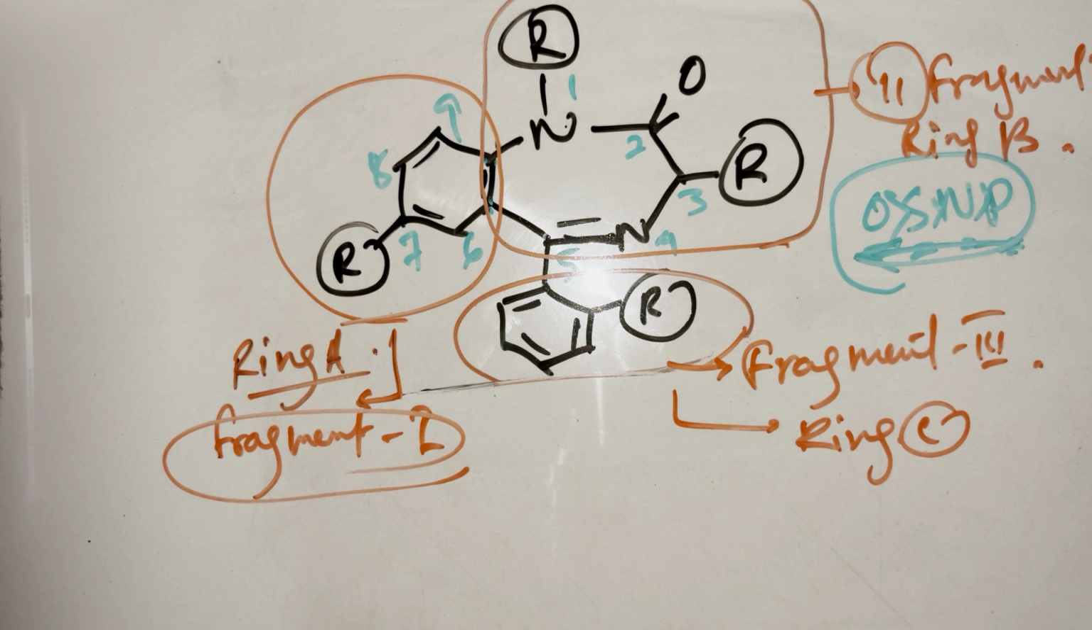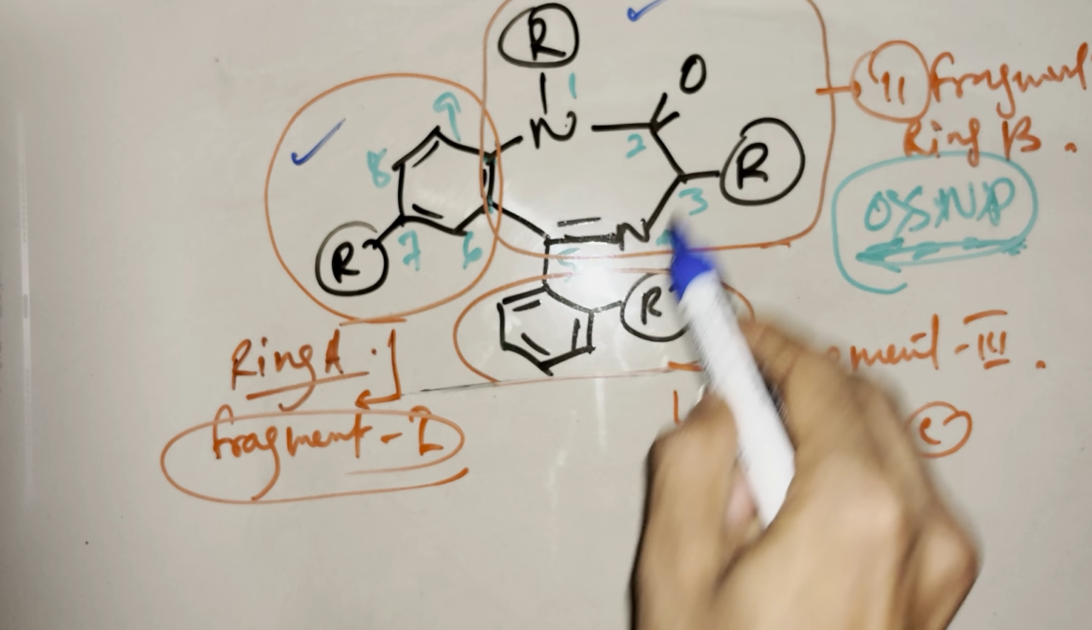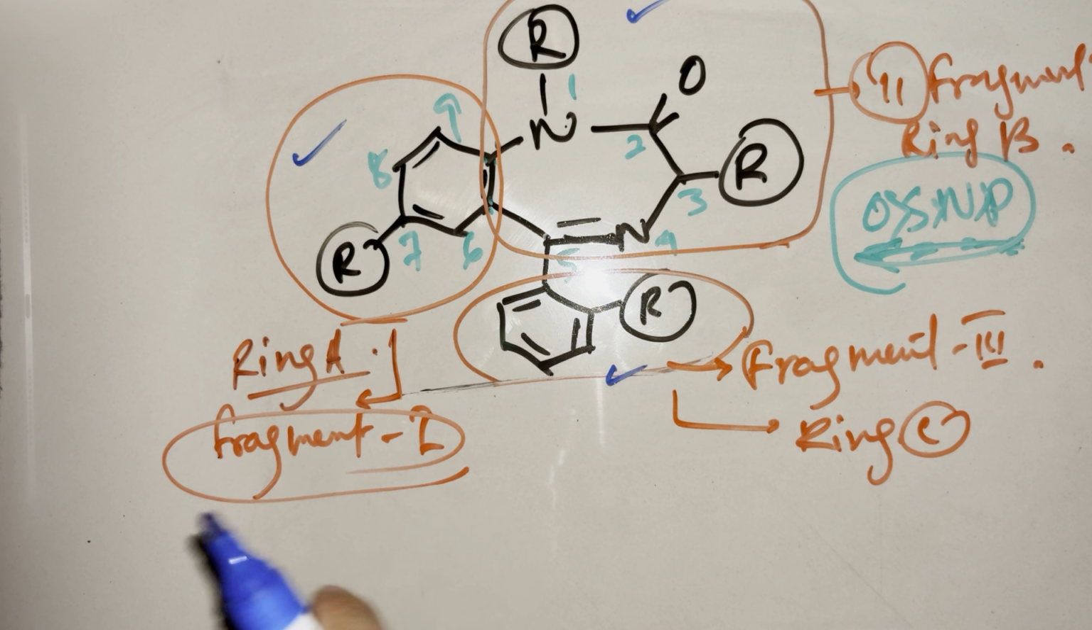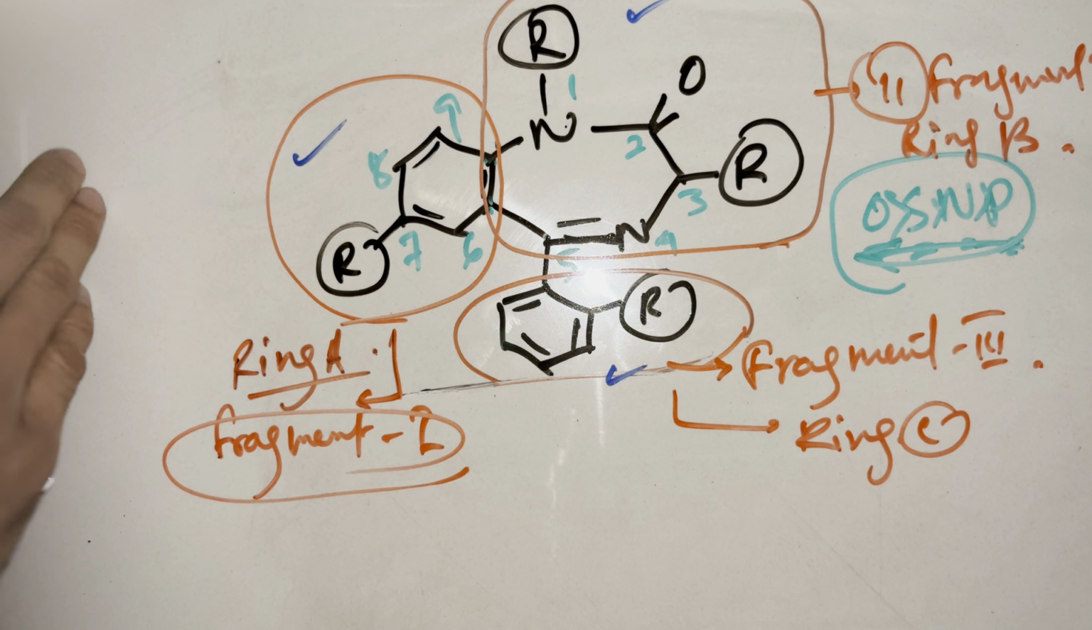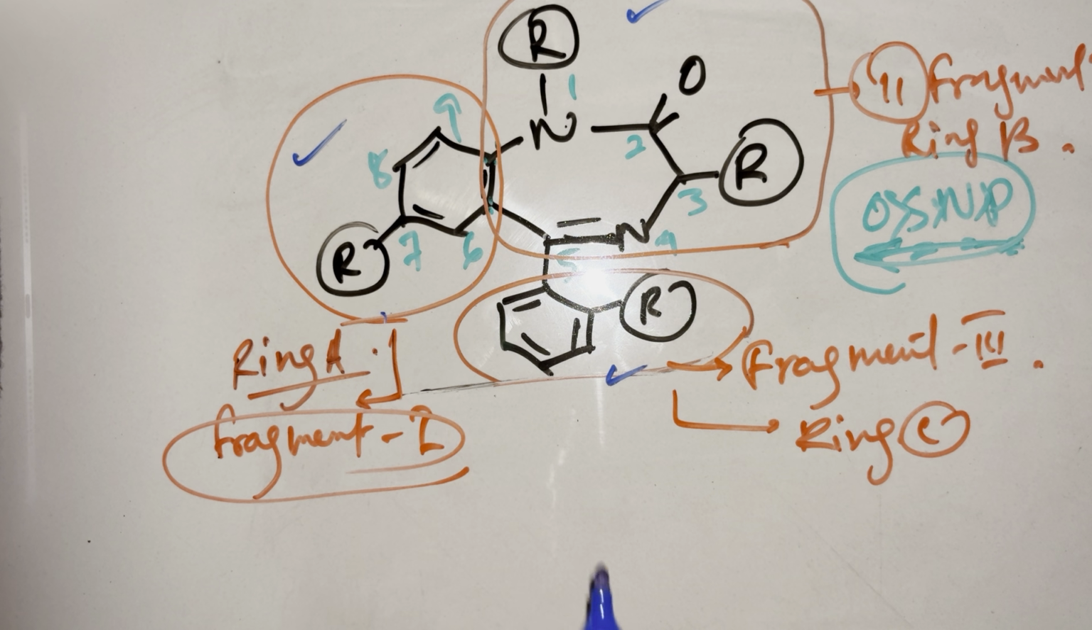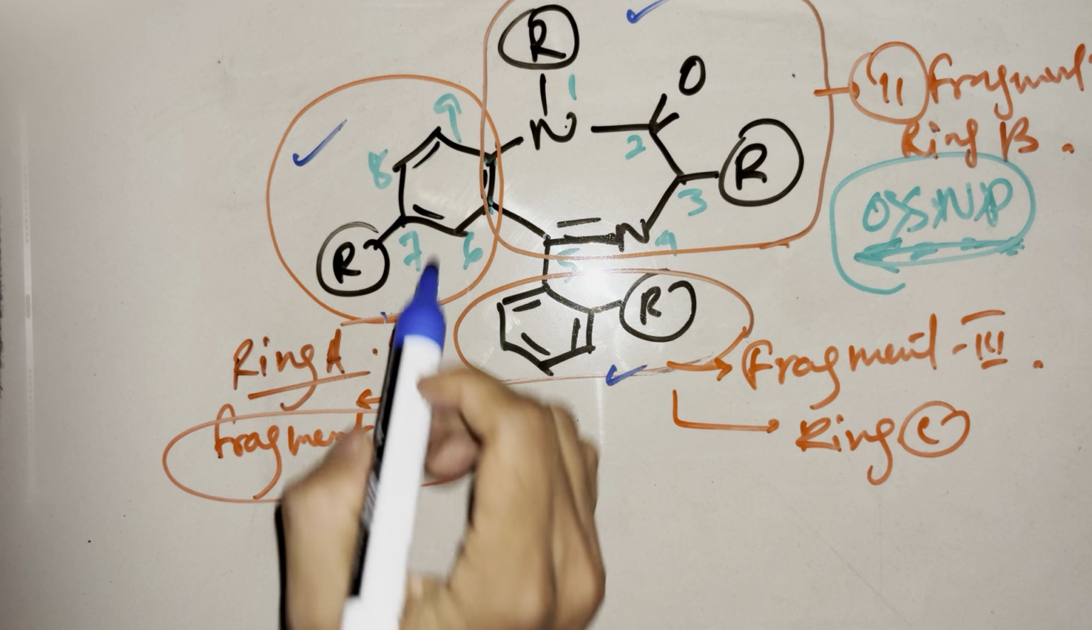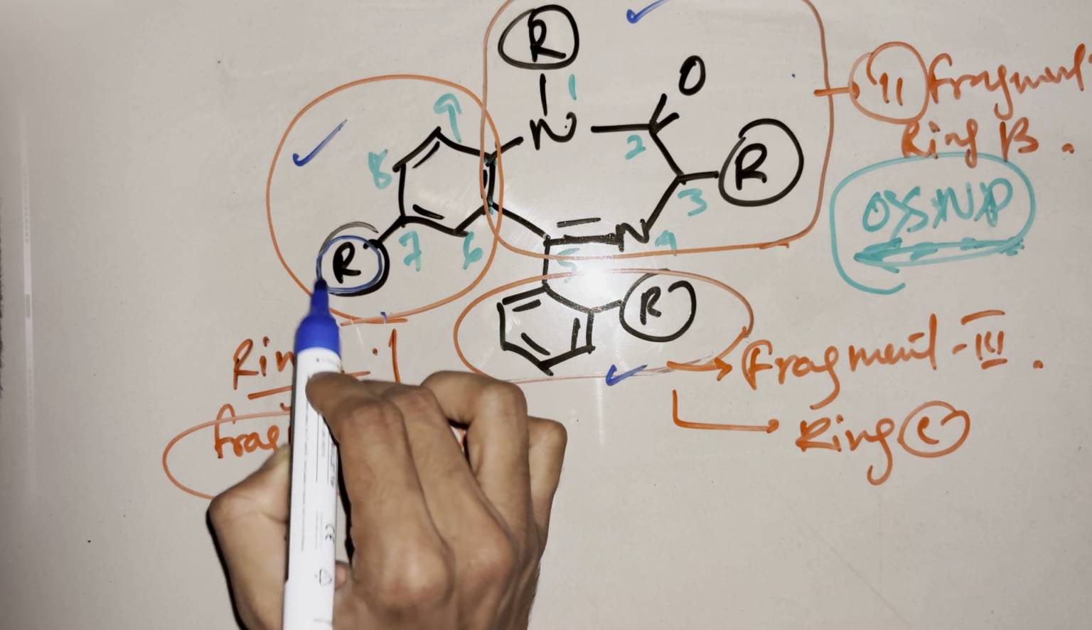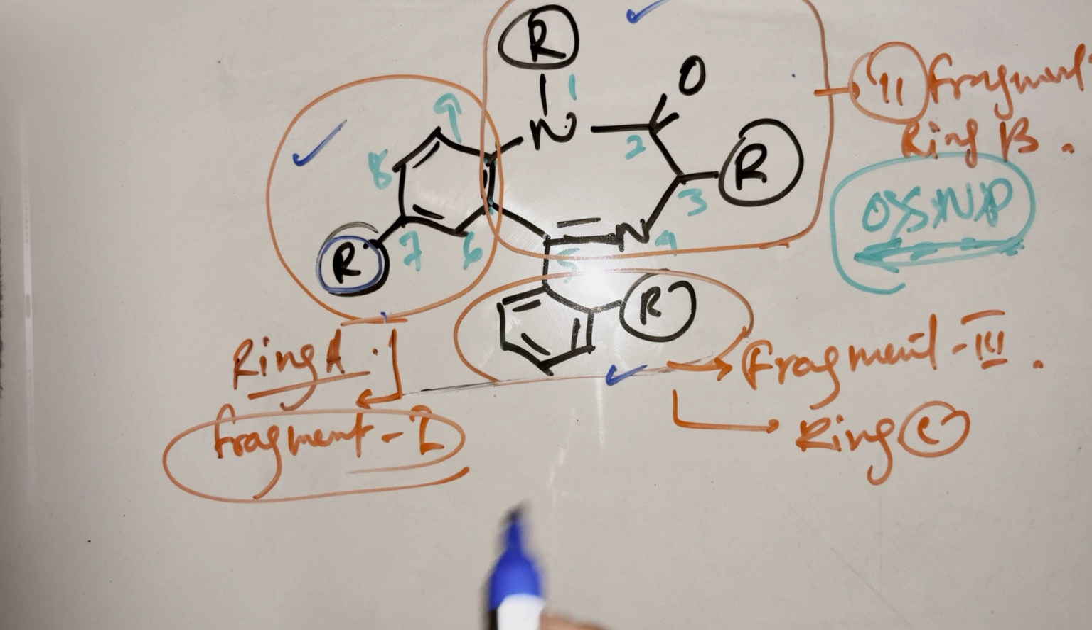Okay, so now in the structure activity relationship there will be three modifications. Why three modifications? There are three fragments: fragment 1, fragment 2, and fragment 3. So the modifications will also be three. That is, the first modification will be in ring A, then the modification will be in ring B, then the modification will be in ring C. Now we will see that. So in ring A, one R group is there.